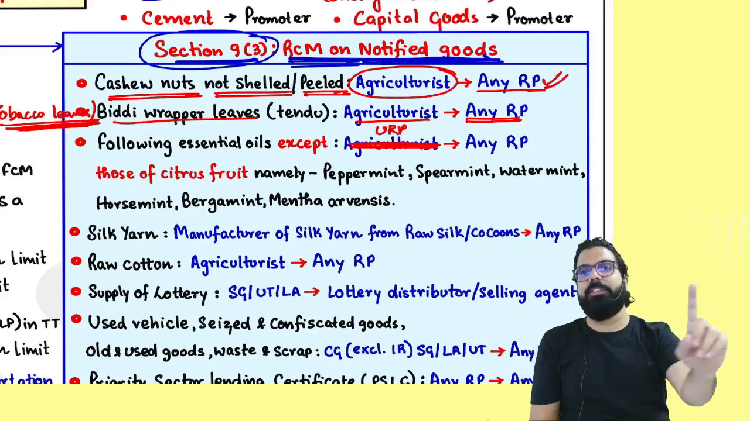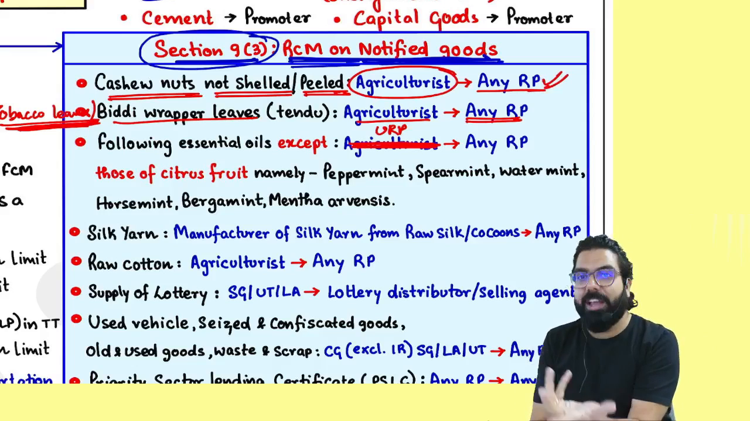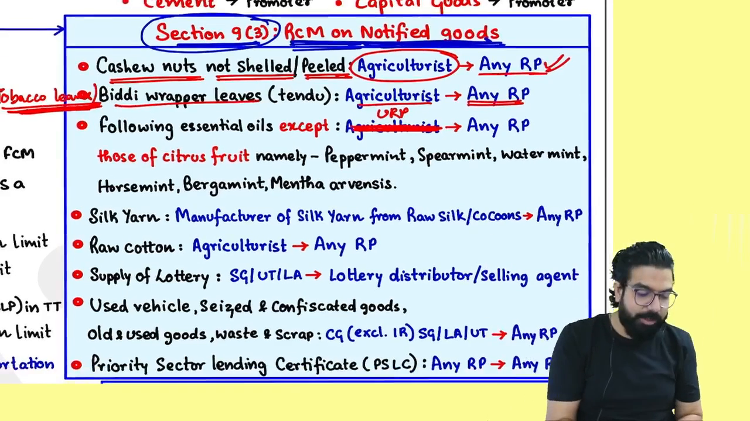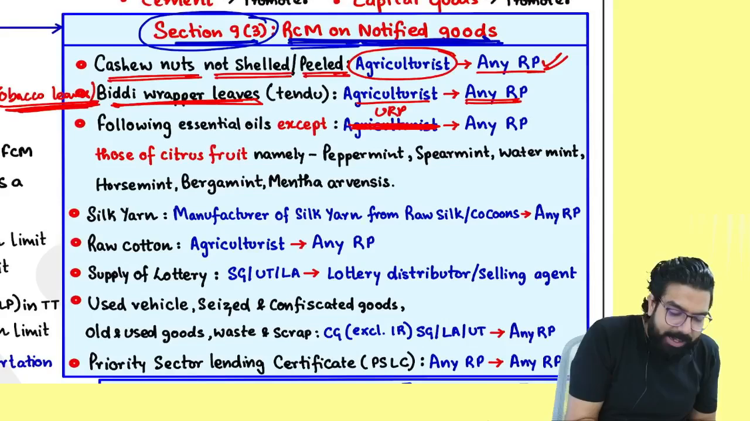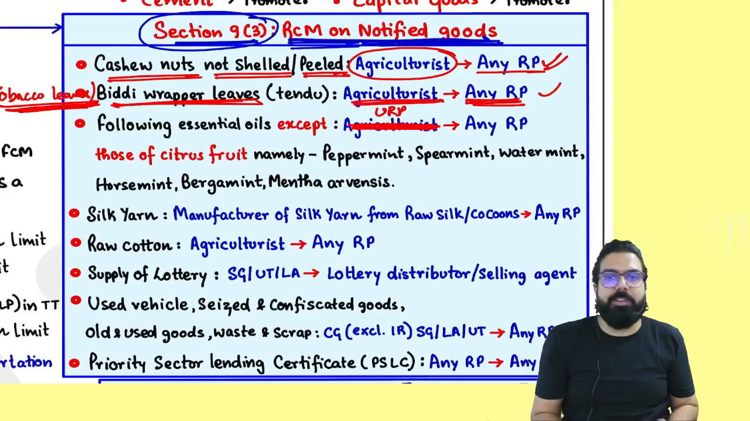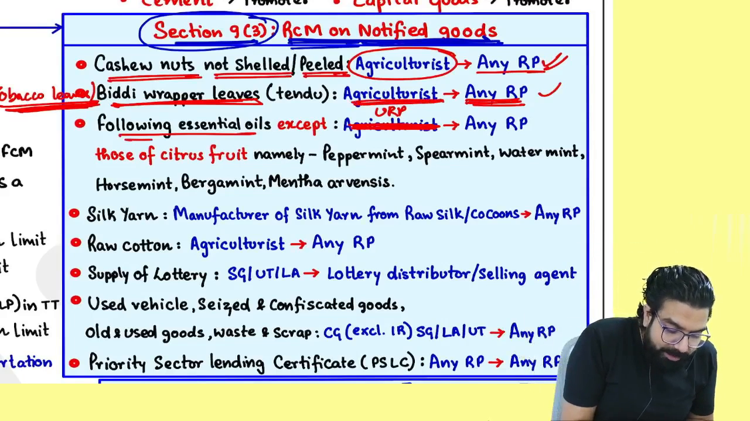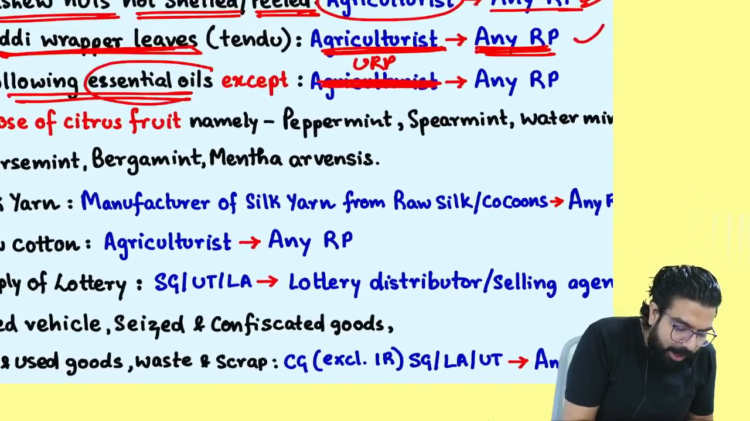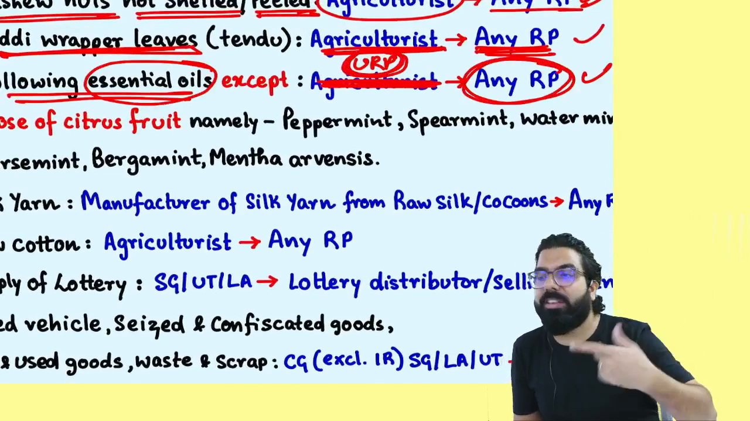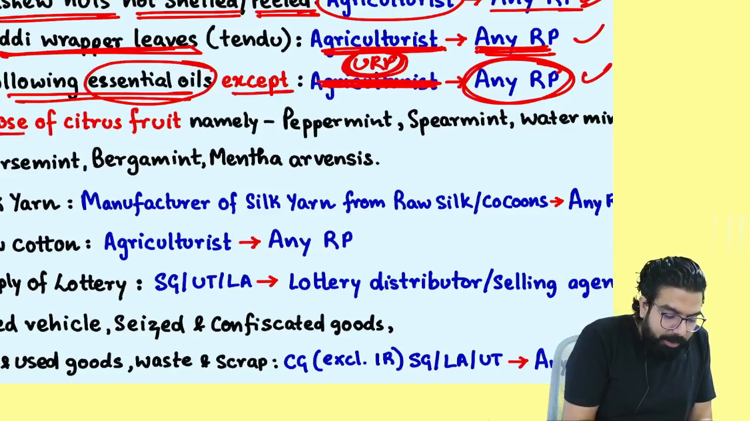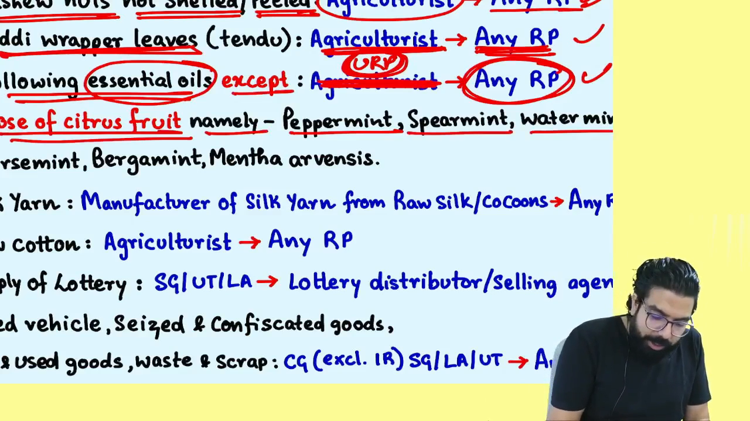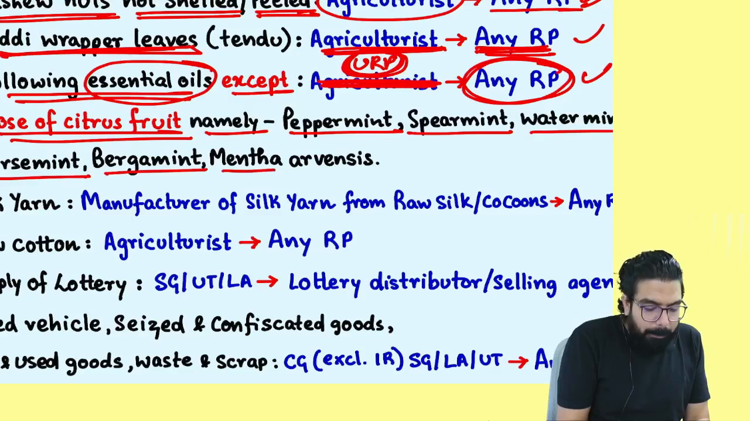Remember this, cashew nuts, unpeeled and unshelled, raw cashews. Whenever an agriculturist is selling to a registered person, the registered person will pay GST under RCM. Tobacco leaves or bidi wrapping leaves, if sold by an agriculturist to a registered person, will also attract GST under RCM. Following essential oil, remember one thing: whenever an unregistered person is selling to a registered person, the registered person will pay GST under RCM. Which essential oil? Except citrus fruit essential oil, namely peppermint, spearmint, watermint, horse mint, bergamot, menthol, arvensis.